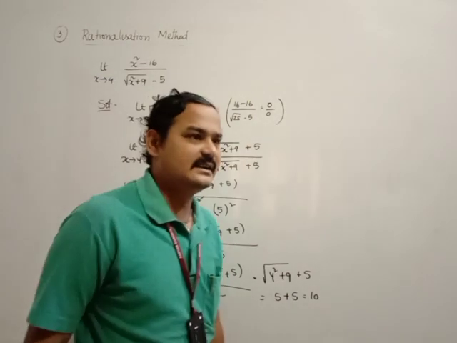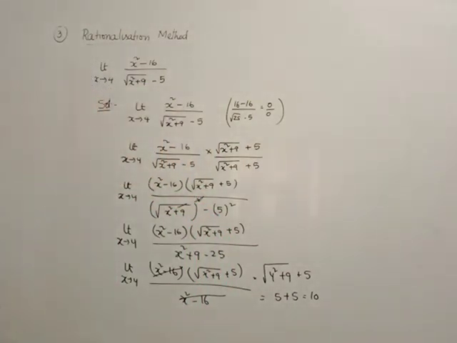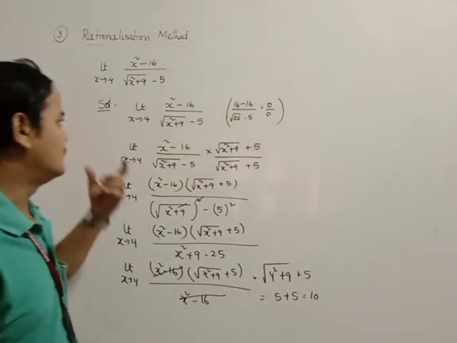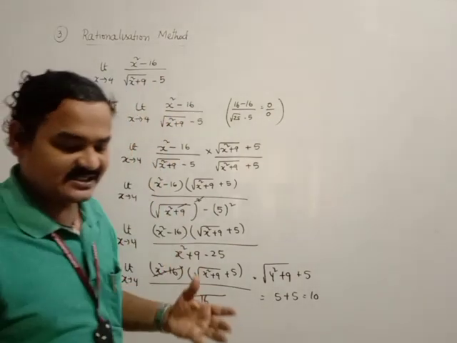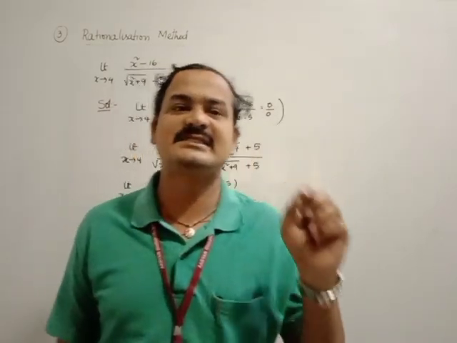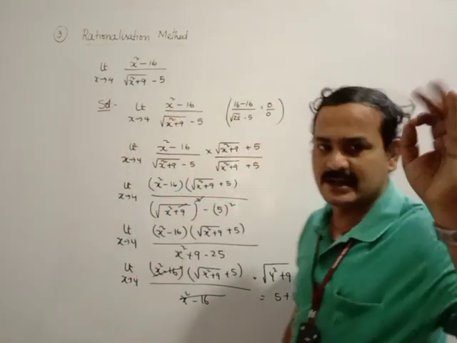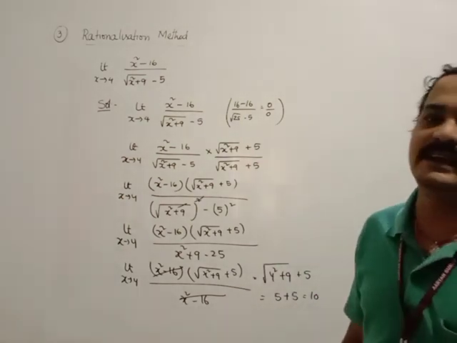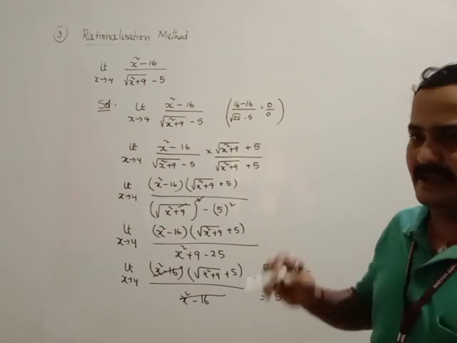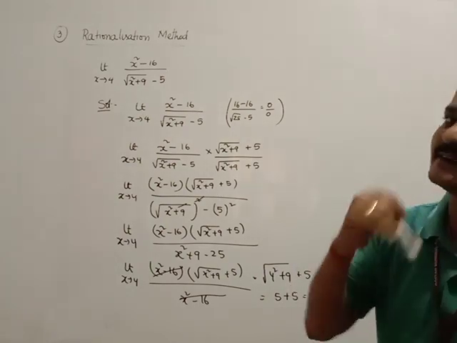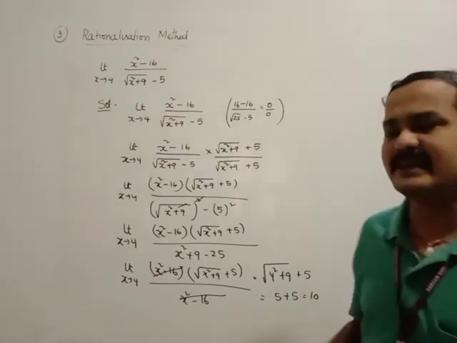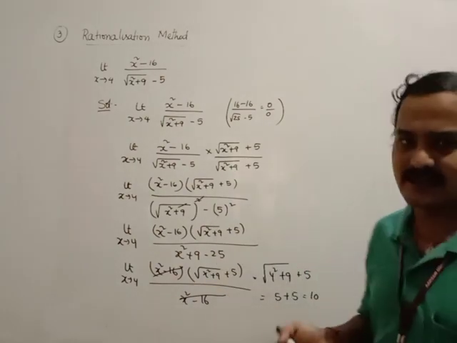This is the rationalization method. This is the second method of rationalization. In the previous question, you solved rationalization with the square root in the numerator, and in this question, the square root is in the denominator. It is the same process: first of all, directly substitute, if it is possible, and write the limit. If it is not possible, then go for any one of the methods.